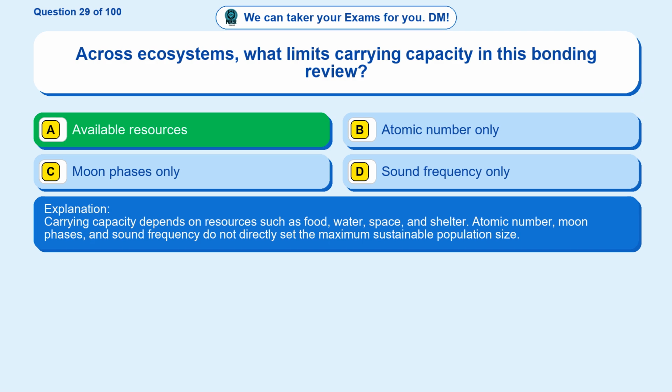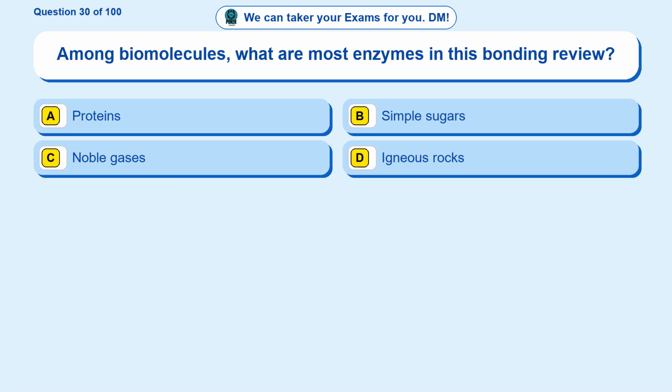Question 30. Among biomolecules, what are most enzymes in this bonding review? Option A, proteins. Option B, simple sugars. Option C, noble gases. Option D, igneous rocks. The correct answer is option A.